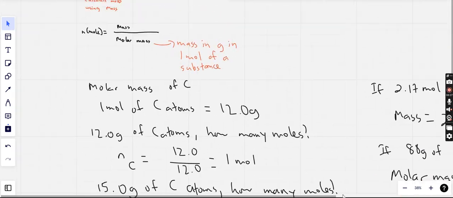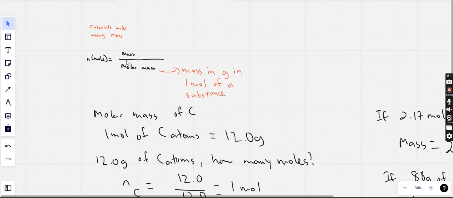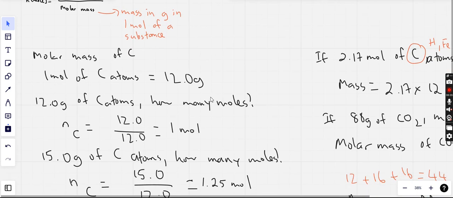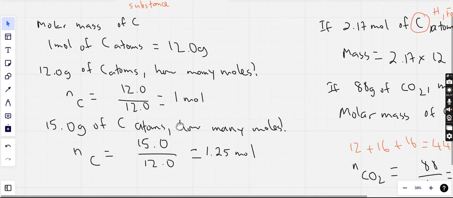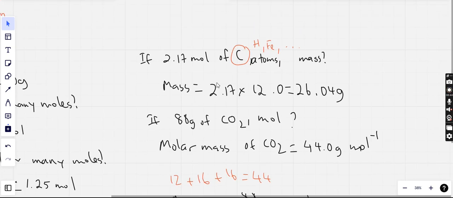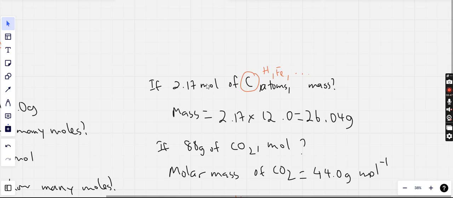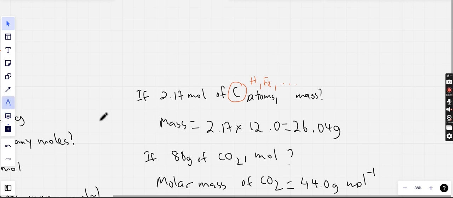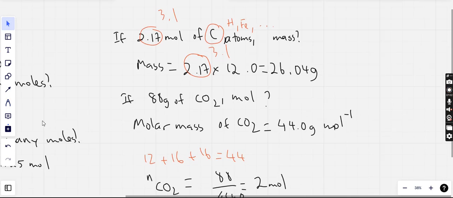You simply have to manipulate the molar mass and the total mass around. So you know 1 mole is 12 gram. Then how many moles are there in a certain total mass? And vice versa, you know 1 mole is 12. What's the mass in 2.17 mole? Or it can be any other number. So let's say in this case not 2.17, let's say it's 3.1. You simply have to change this to 3.1 mole. That's all really there is to it.